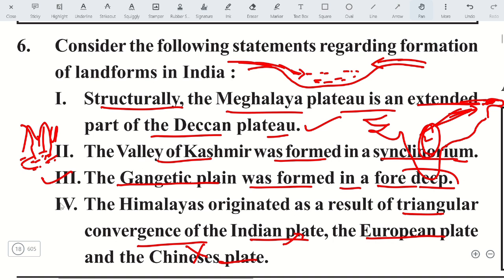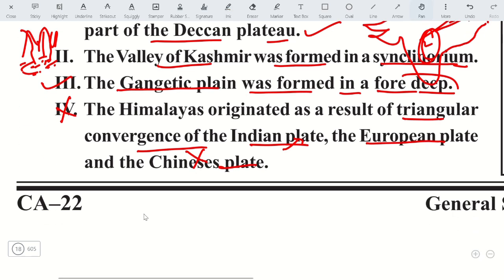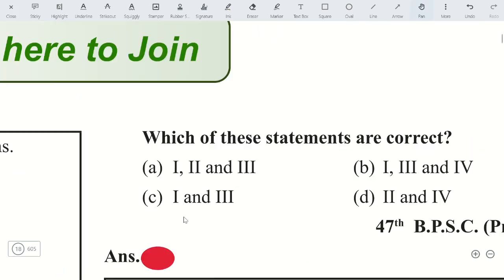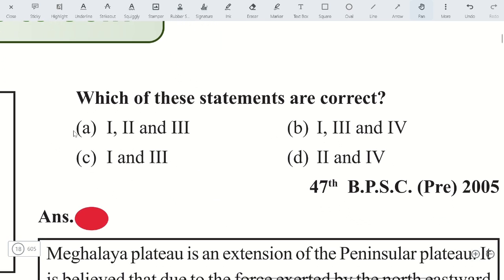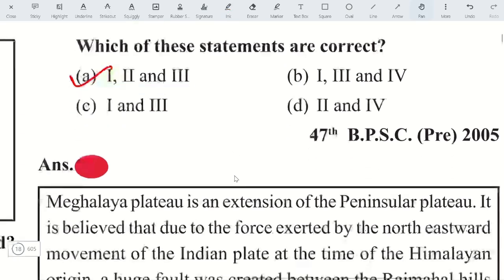Let's check out the options. This fourth statement is wrong. 1, 2, 3 is correct. Then let's see the options. Here we have options. So what will be correct? A option will be correct. 1, 2, and 3. Let's move on to the next question.